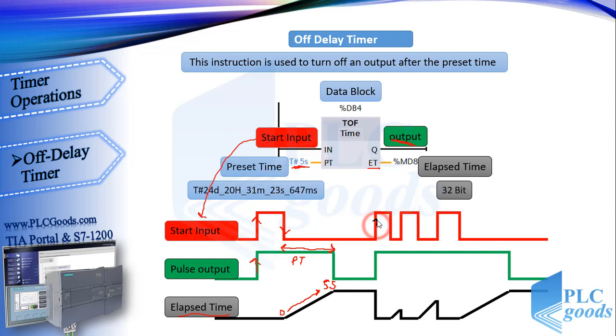Pay attention here. When the start input goes to 0 and before the ET output reaches the preset time, the start input goes to 1 again, the output will remain 1. Okay, this timer turns off its output when the ET output reaches the preset time after the last negative pulse at the start input.